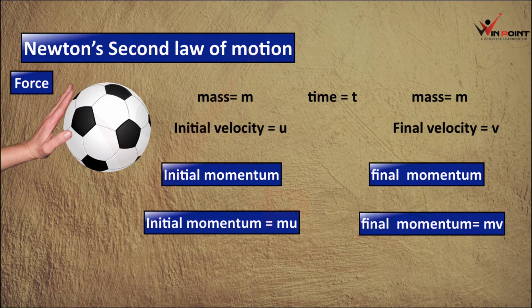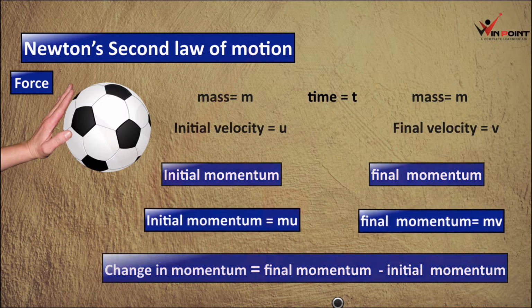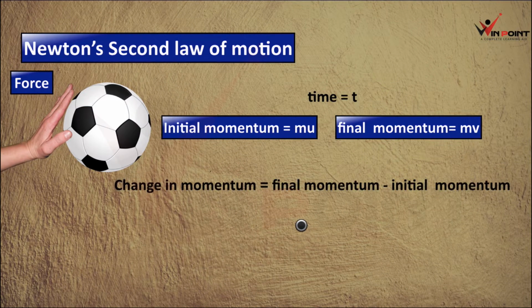From these two momenta, how can we find the change in momentum? To find change in momentum, we can subtract initial momentum from final momentum. That is, change in momentum equals final momentum minus initial momentum. Now we can substitute all the values here. Initial momentum is mu, final momentum is mv. Then change in momentum will be mv minus mu.